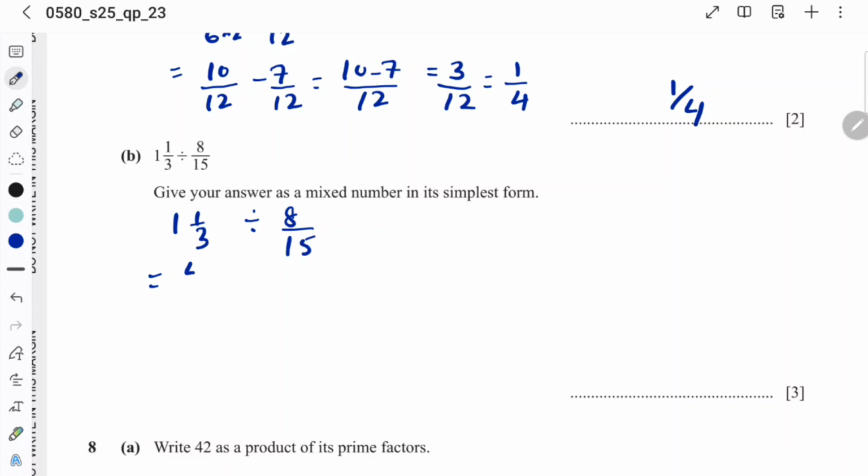That is 3 ones are 3 plus 1, that is 4 over 3, and then multiply by 15 over 8. You can cancel the numbers, like 4 times 1, 4 times 2, 3 times 1, 3 times 5. So that is equal to 5 over 2, or the mixed number 2 whole 1 over 2 is the answer.